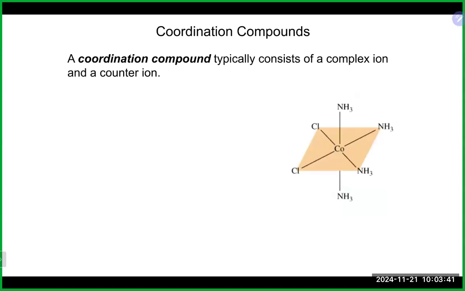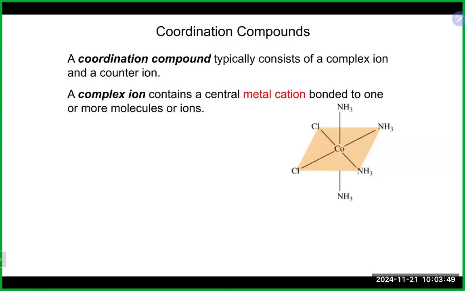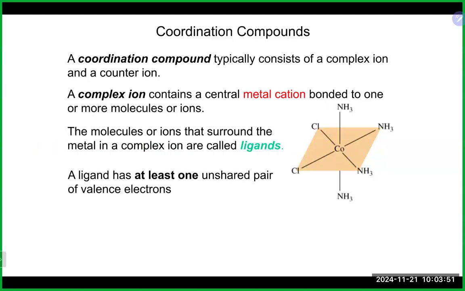All right, so let's get to now really the heart of the chapter after we hopefully talked a little bit here about our transition metals. And that's really coordination compounds and really complex ions, which is part of a coordination compound. So first off, a coordination compound typically consists of two things. It consists of a complex ion and a counter ion. You could think of, for the most part, a coordination compound as really being an ionic compound.